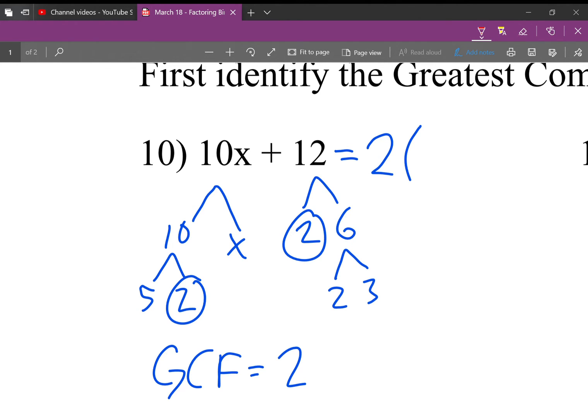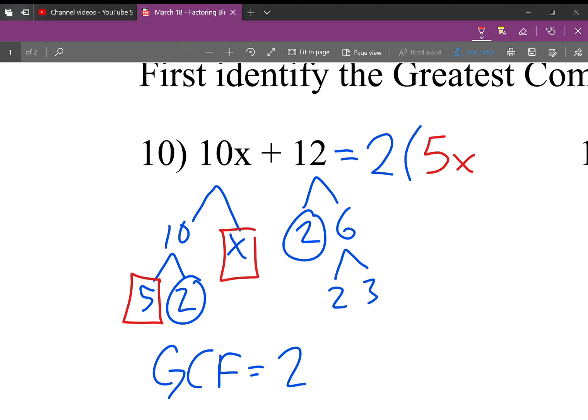So if I look for what's left over, I have a 5 here, and I have an x. And notice I'm using a box for the leftovers. It just makes it easier to look at. There's nothing else left over here. So what do I have? Again, I have a 5 left over, I have an x left over. So inside of my parentheses, I'm going to first put 5x.